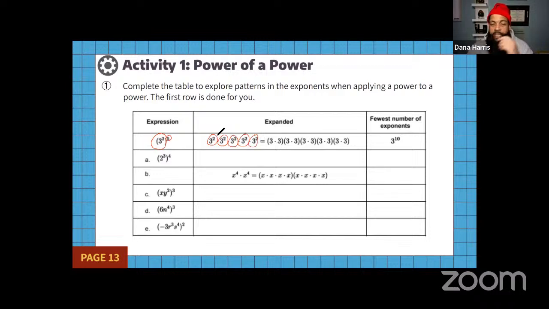But then if I expand each 3 squared, then it's 3 times 3. And once again, it's 5 times. And then I just add up all those 3's and I get 3 to the 10th power, okay? So when I look at A, I'm going to say 2 to the 3rd power, and it's going to be 4 times.